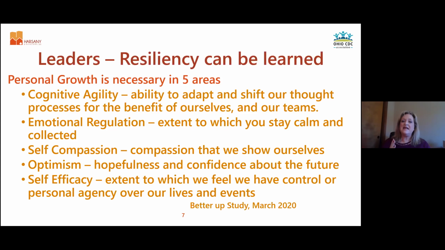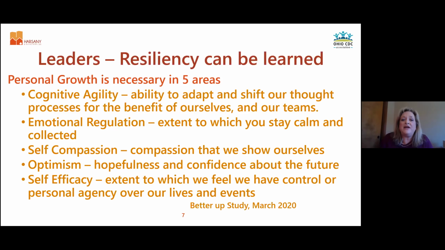Cognitive agility. It is the extent to which we adapt and shift our thought process for the benefit of others, our teams, and our organizations. How good are you at that? What is your cognitive agility like? 1 to 10, rate yourself. Emotional regulation is the extent to which we regulate our emotions to stay calm and collected, like going through a Senate hearing process. Can't even imagine. It keeps us calm and collected. So rate your emotional regulation.